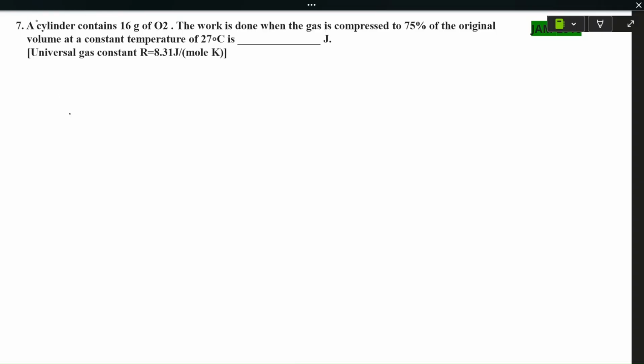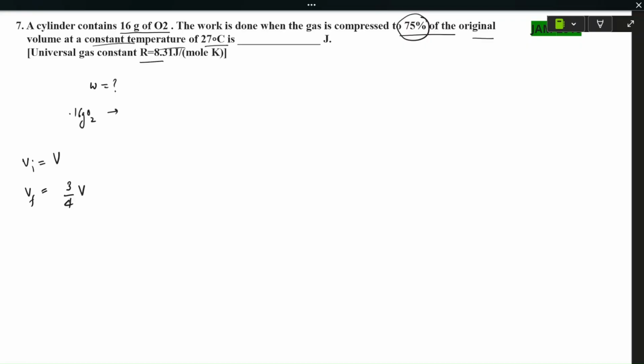that we have a container with 16 gram of oxygen. The work is done when the gas is compressed to 75% of the original volume at the constant temperature 27 degrees Celsius. So we have to calculate the work done. 16 gram oxygen and 75% volume of the initial volume, it got compressed. So let's suppose the initial volume is V. So V initial is equal to V, and V final is the remaining 75%, as it got compressed. So the remaining one will become 3/4 V.